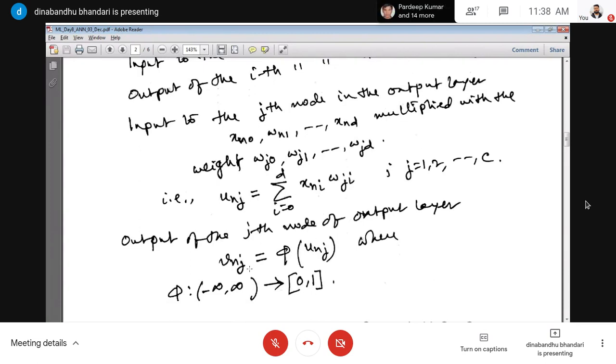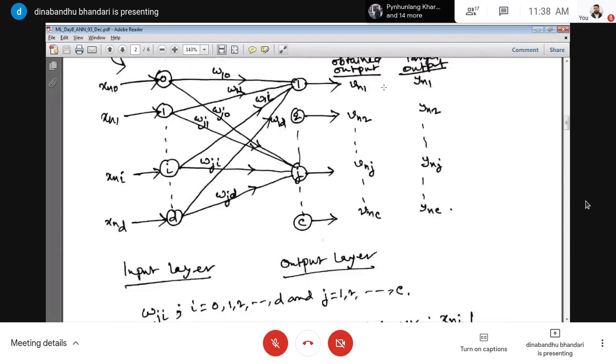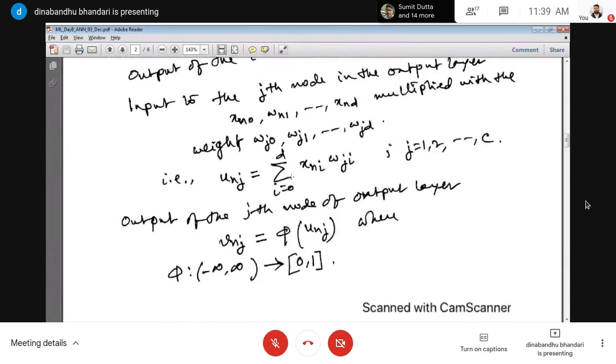So vnj is the output of the jth node. vn1 is the output of the first output node, vn2 is the output of the second, vnj is the output of the jth node, vnc is the output of the cth node. So vnj will be phi, some function of unj. Now what this function is, this is a very important one.